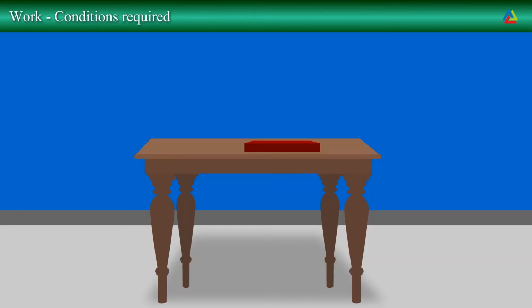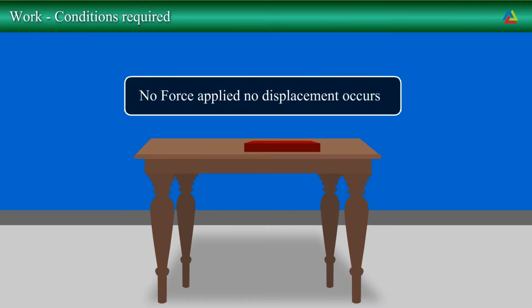In the first case, where the book lies on the table, there is no force applied. Force applied is zero. There is zero displacement. Hence, work done is zero.